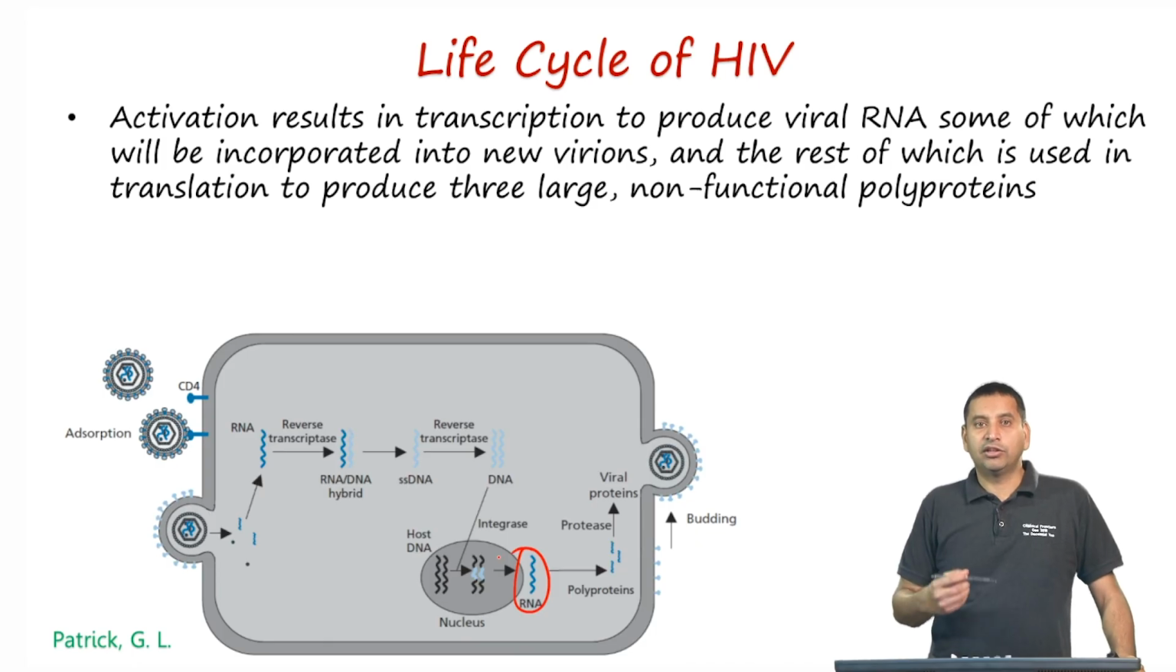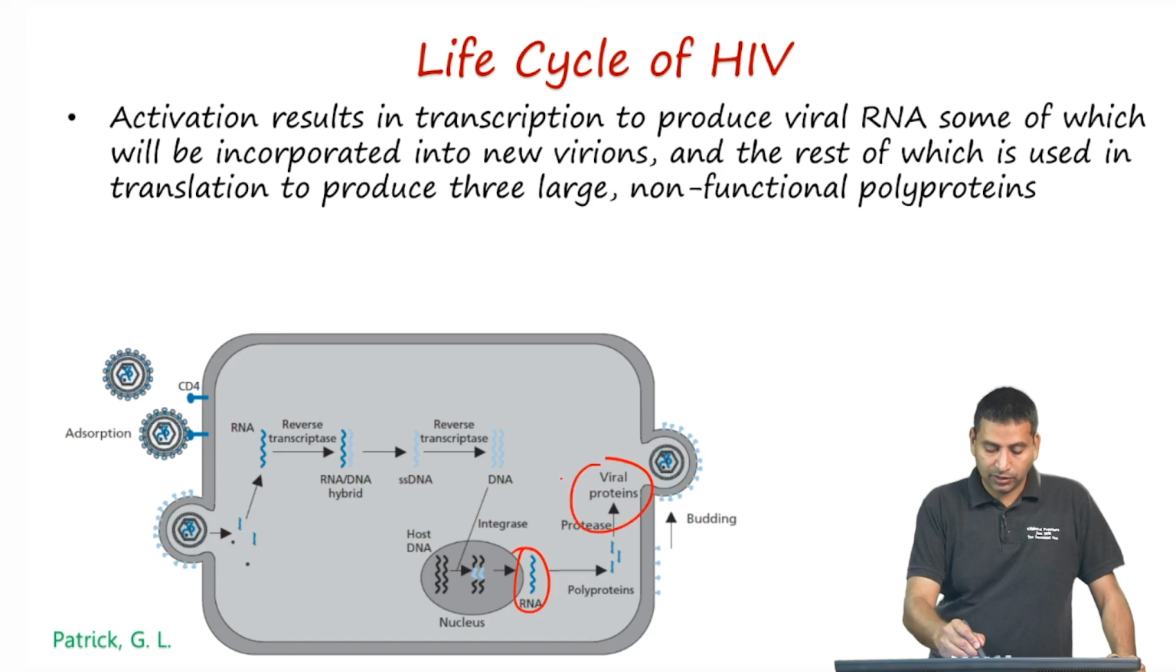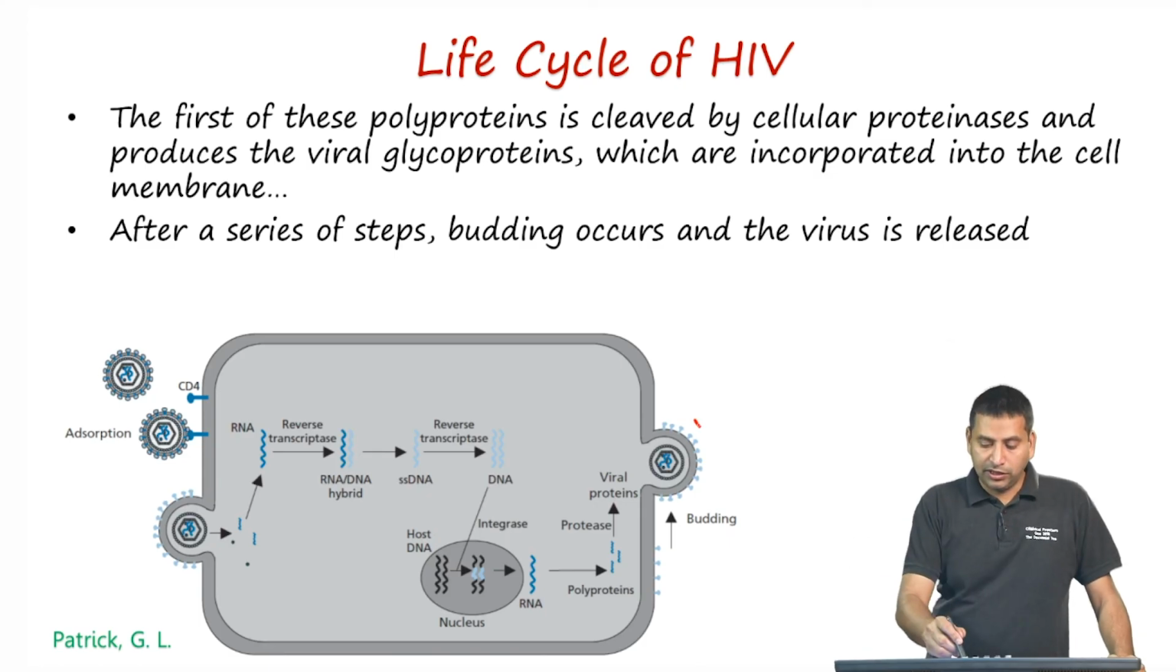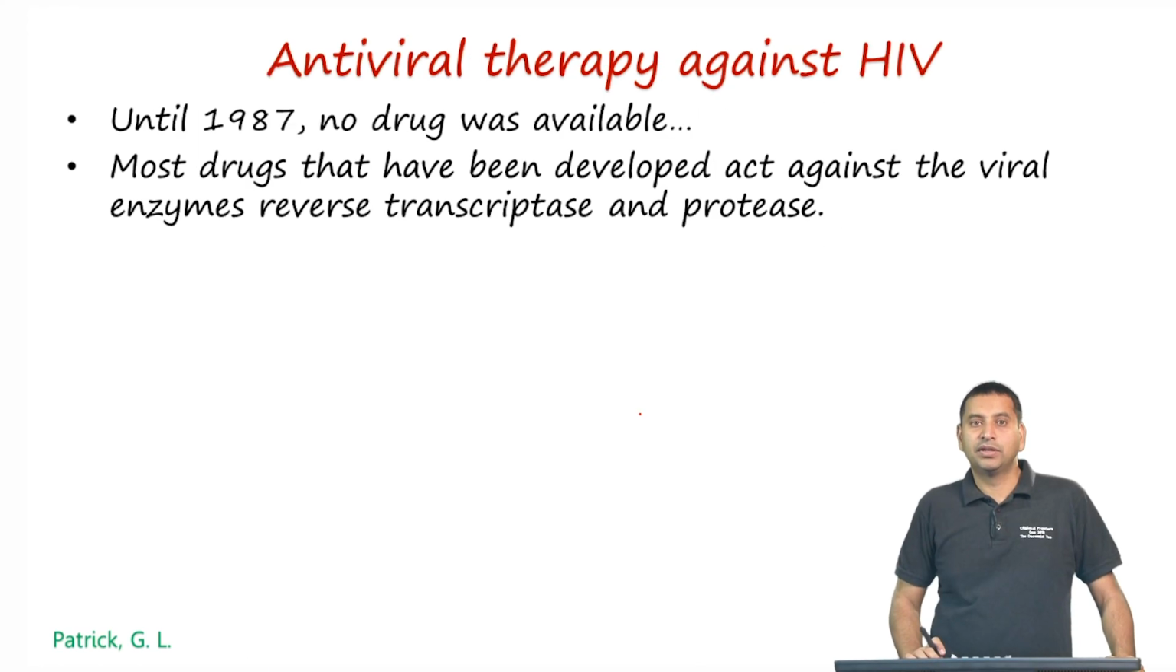Some of this viral RNA will be incorporated into new virions, and the rest will be used in translation to produce 3 large non-functional polyproteins. The first of these polyproteins is cleaved by cellular proteinases and produces the viral glycoproteins, which are incorporated into the cell membrane. After a series of steps which we will not go into details about, the budding occurs and then the virus is released.